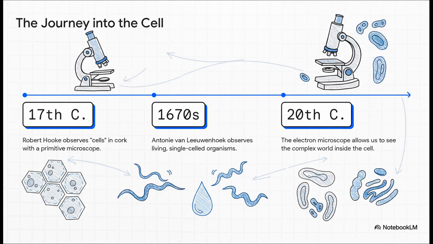It all kicked off in the 17th century. A scientist named Robert Hooke looked at a thin slice of cork under a very early microscope and saw these tiny, box-like structures. He's the one who called them cells. A few years later, Anton van Leeuwenhoek became the first person to ever see living, swimming, single-celled organisms, which he gave the awesome name animalcules. But the real revolution, that came in the 20th century with the invention of the electron microscope. Only then could we finally peek inside the cell and see all the incredible machinery at work.